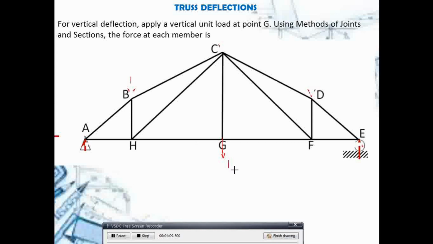Pag nailagay ko na si 1, pwede ko nang masolve yung mga reaction sa bawat support. Again, using your static equations, I can solve now the reactions at each support. So, the reactions are now 0.5 and 0.5. You can double check these values using the static equations.